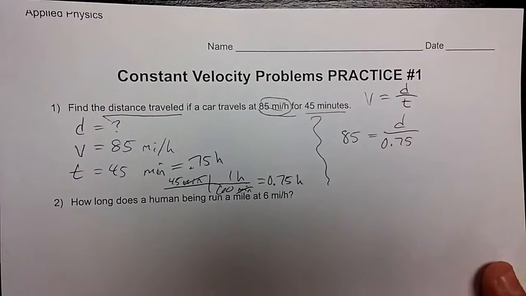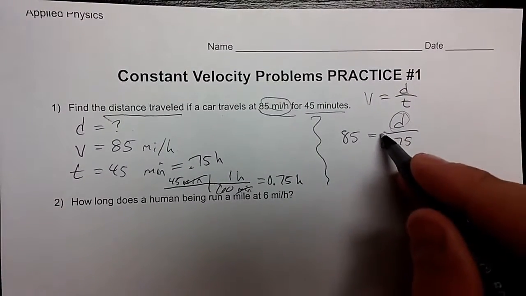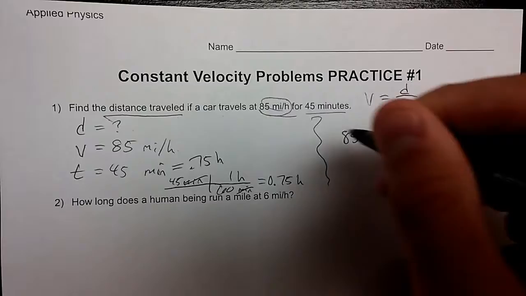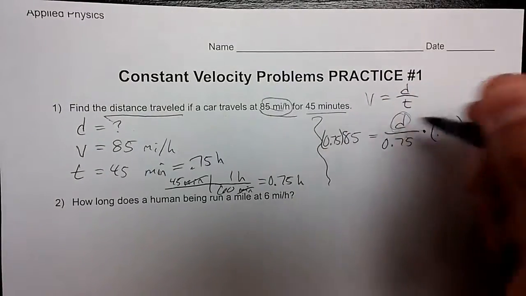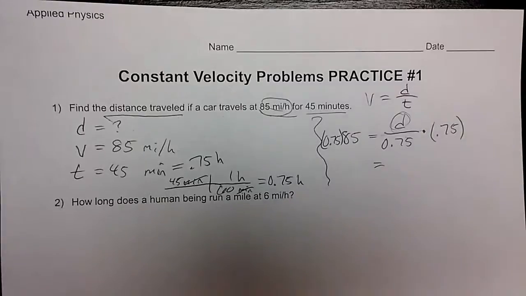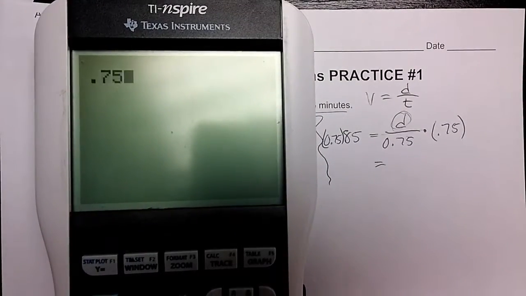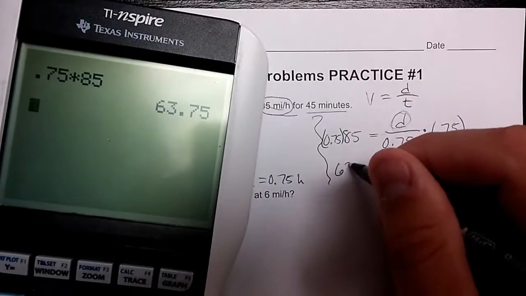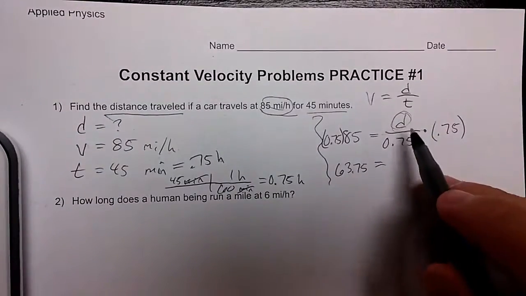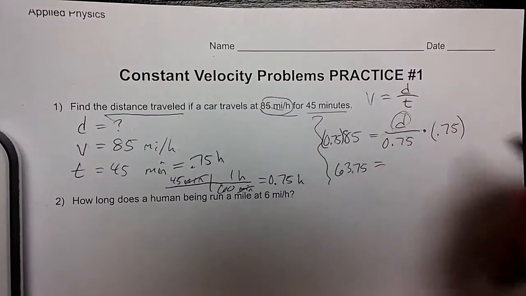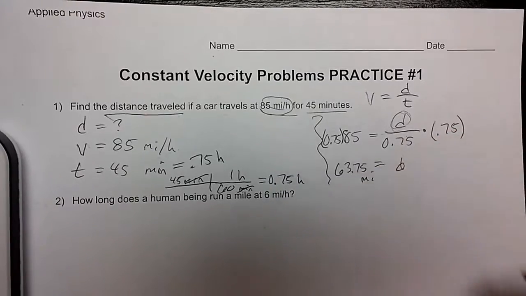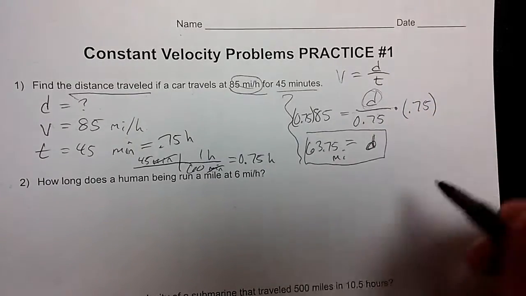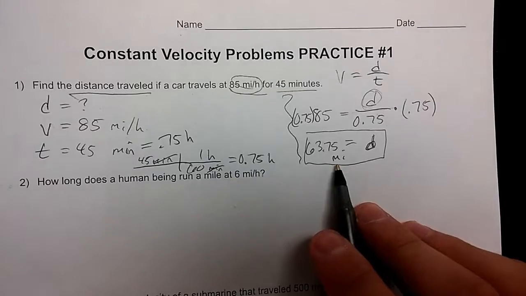If I'm solving for d, it's currently being divided by 0.75. The inverse of division is multiplication. So you're going to multiply both sides by 0.75. And the calculator, 0.75 times 85 is 63.75. And if I did miles per hour times hours, I'm left with miles. 63.75 miles. Make sure that your variable is written clearly, you box in your final answer, and the units are written after the number.